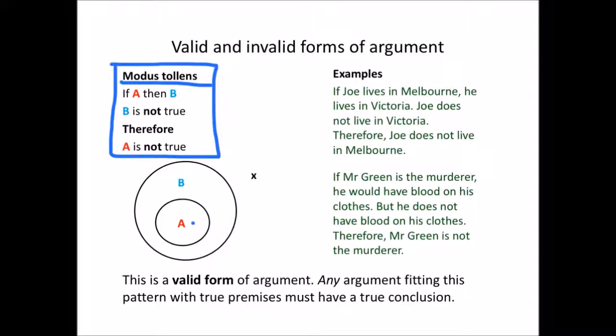But notice we can also see from the same diagram that if a point like this one is not in B, then it can't be in A either. And that's why modus tollens is valid. If A then B is in fact equivalent to saying if B is not true, then A is not true.